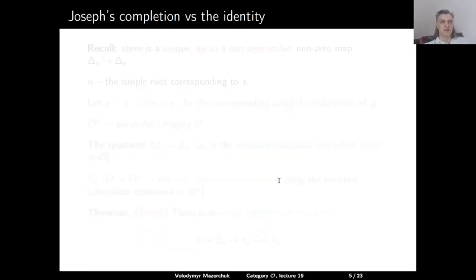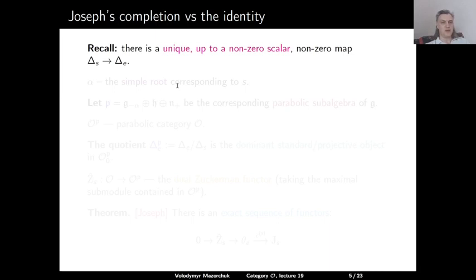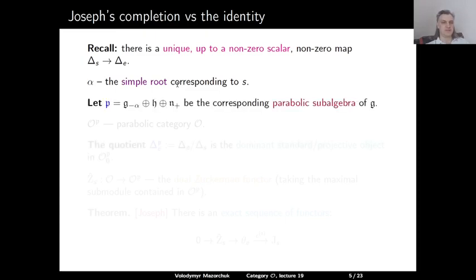So let us first discuss how Joseph's completion functor relates to the identity functor on O. Recall that there is a unique up to a non-zero scalar, non-zero map from the Verma module delta S to the Verma module delta E. Let us denote by alpha the simple root corresponding to our reflection S. Let P be the corresponding parabolic subalgebra of G. It contains the Borel subalgebra H plus N plus, and additionally the root subspace G minus alpha.